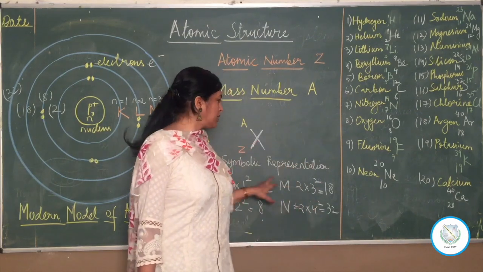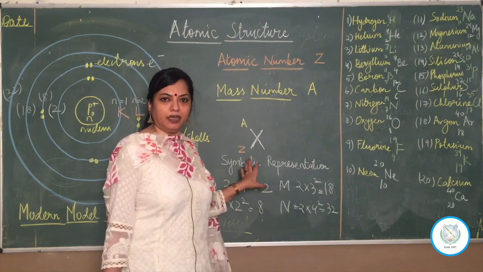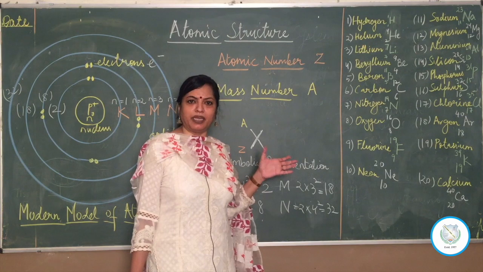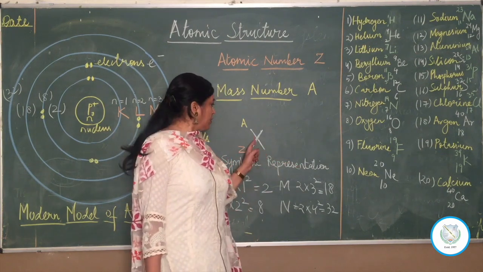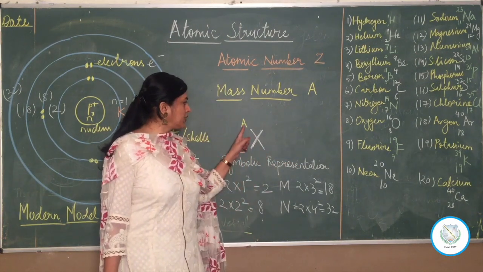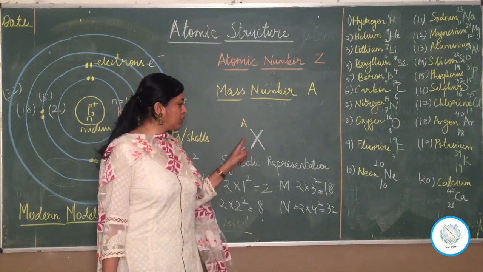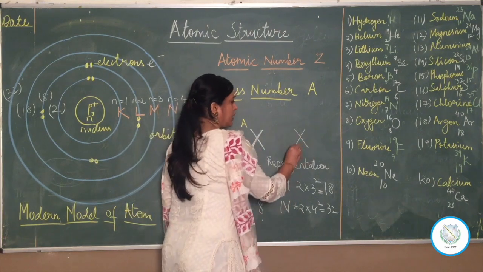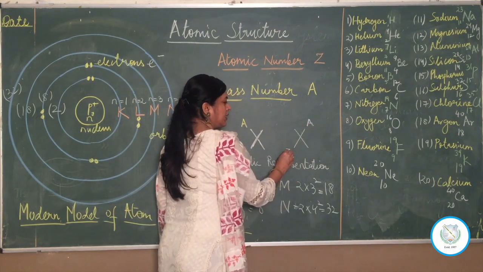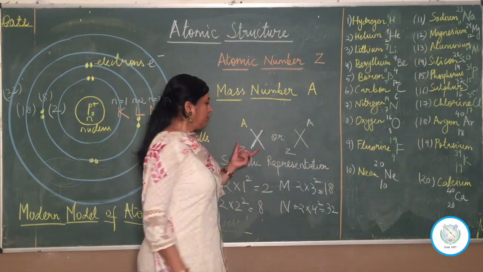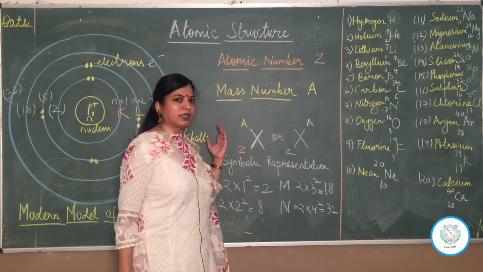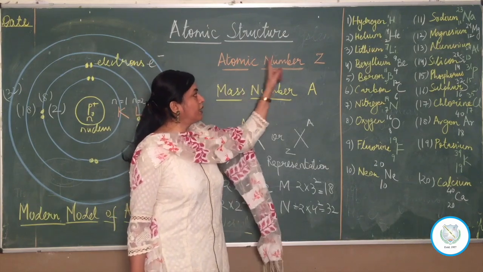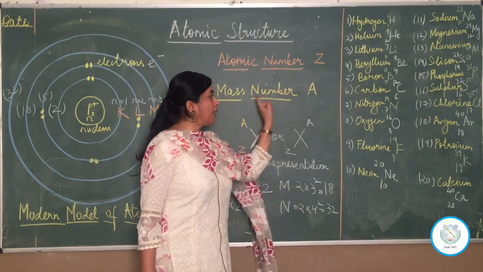Whenever we have to show a symbolic representation of any element, say element X, may be sodium or chlorine or magnesium, any element, X means any. How do we represent it? We write the mass number on the top and the atomic number at the base. Sometimes we may also write A on this side and Z on this side, both are correct, but we will follow this system, both mass number and atomic number on the same side. Remember, atomic number is represented by Z and mass number by A.